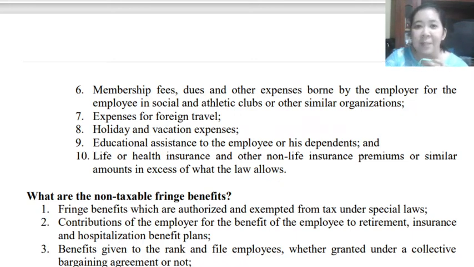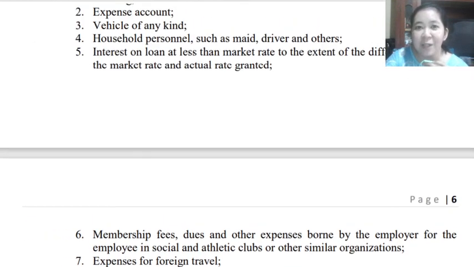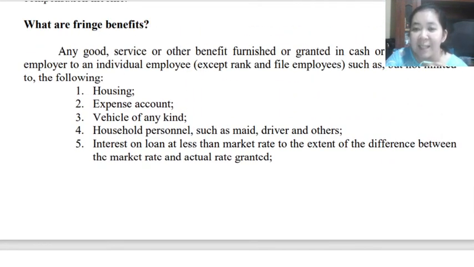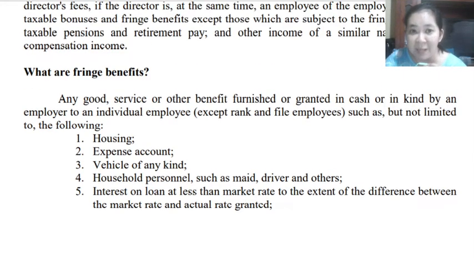Okay, expenses for foreign travels, holiday and vacation expenses, education assistance to the dependents of the employee, and the life or health insurance, and others. Okay, so those are the different benefits that the employer can provide to the top level management. So this is what we call fringe benefits.